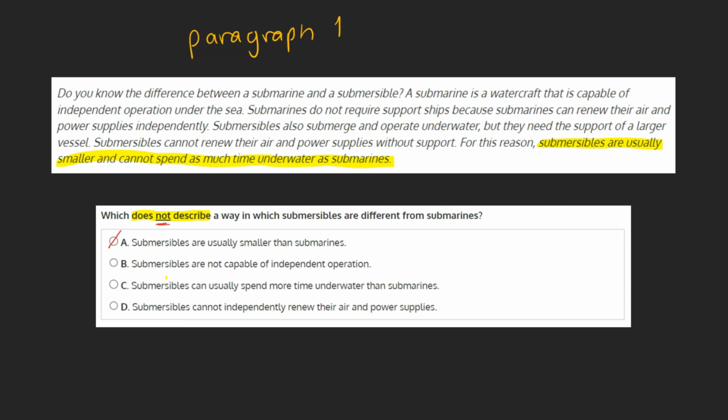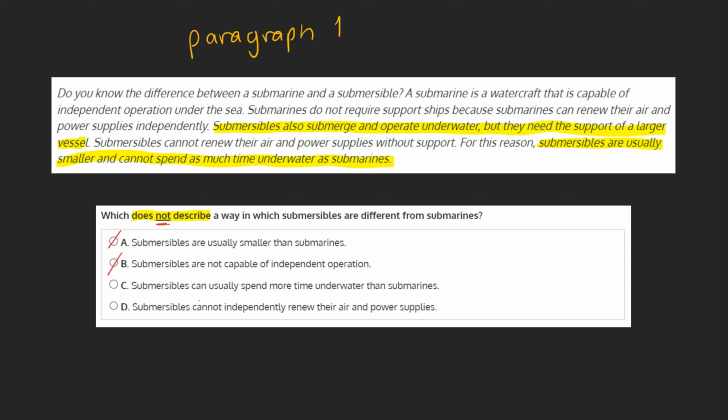B. Submersibles are not capable of independent operation. The text tells us that submersibles also submerge and operate underwater, but they need the support of a larger vessel. Because they rely on another vessel's support, they are therefore incapable of independent operation. Because this is true and can be backed up in the text, it can be marked as incorrect.